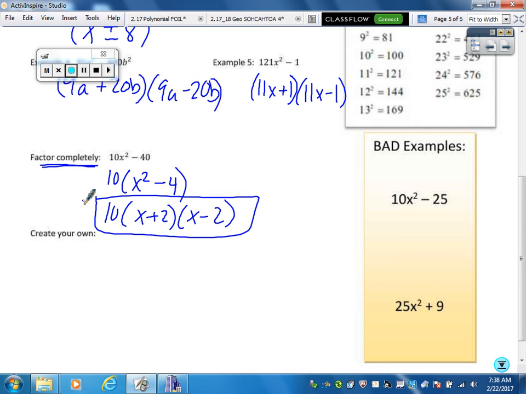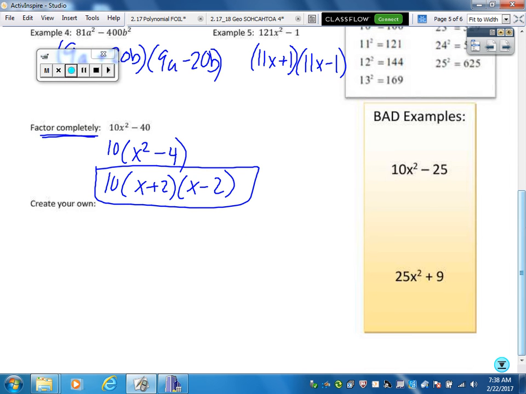If you want to try a couple, you can make your own. Let's just go over here real quick to some bad examples. This first one's bad because this is a perfect square, but 10 is not. They need to both be perfect squares, every single number you have there. If you try to factor out a GCF to make this work, it actually gets worse. So that would be factored completely for that one. You can't do anything more.